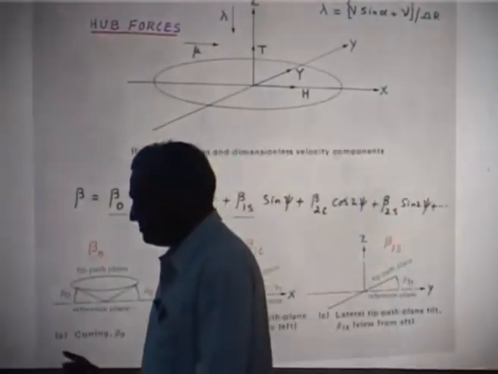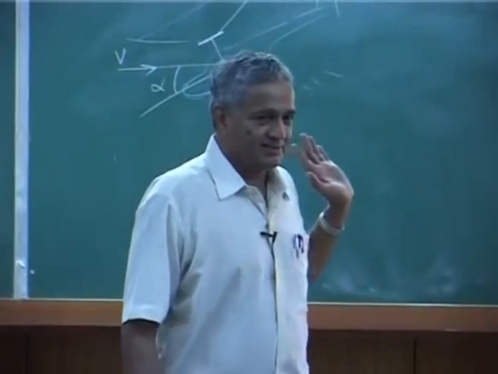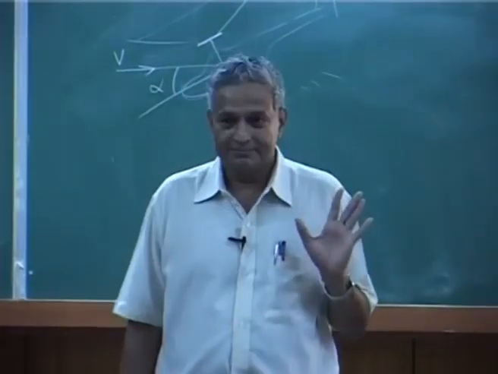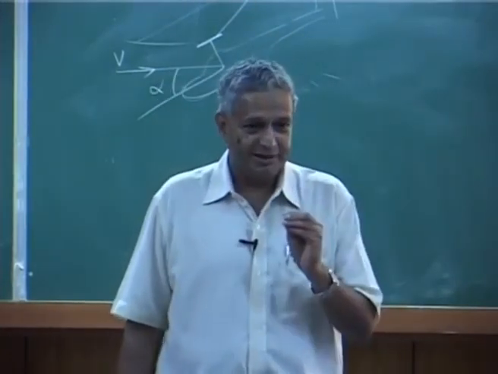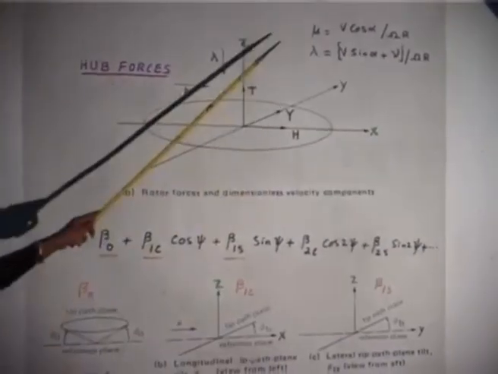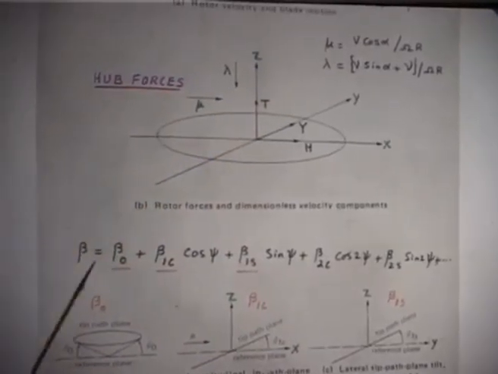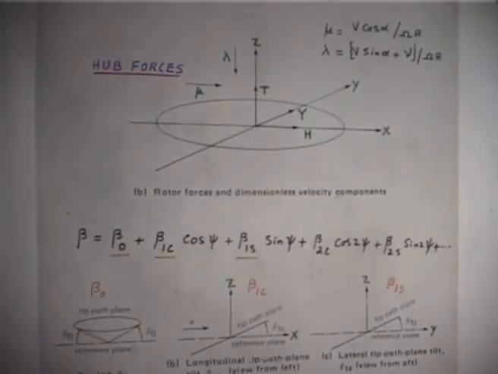Now you see, I have essentially defined what type of motion, what my axis system is, and what my mu and lambda are. Using this, how will I get my aerodynamic load first? But please understand, I am assuming mu, lambda, beta. You may ask, how will I get beta naught, 1C, 1S? Because nobody is going to supply that to you. I am only saying it is periodic, and you can write any periodic signal as a Fourier series. This is essentially a Fourier series.